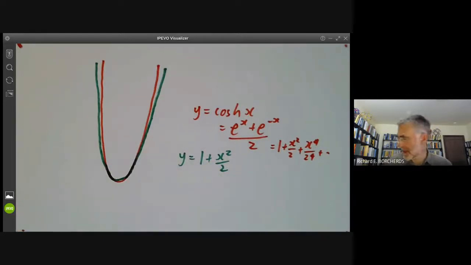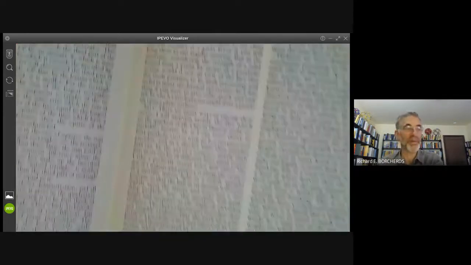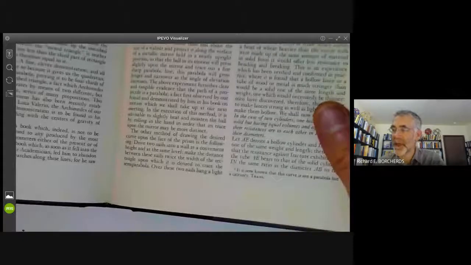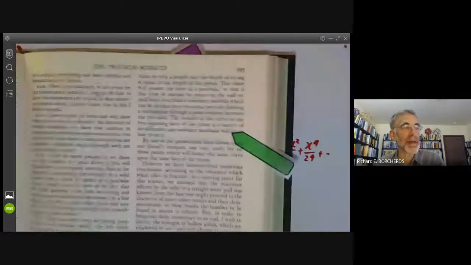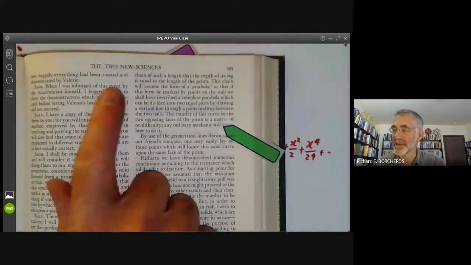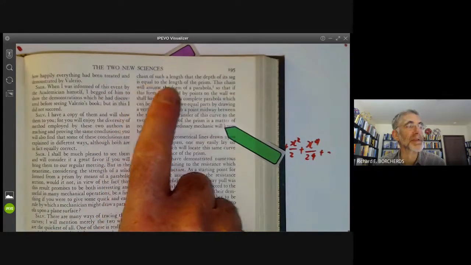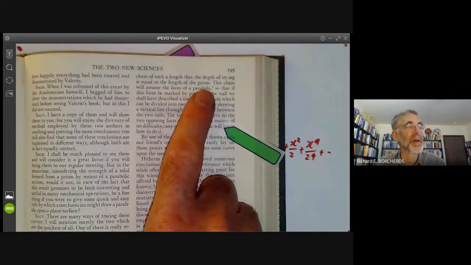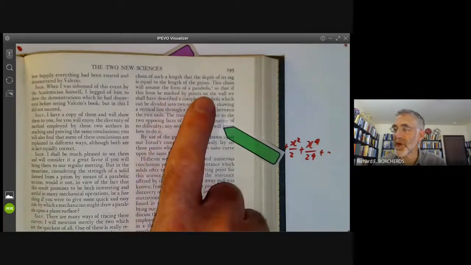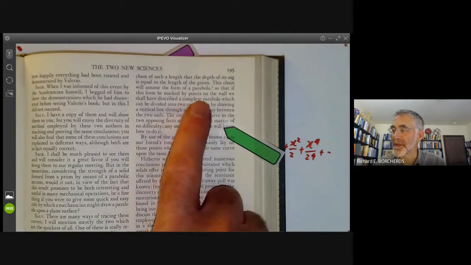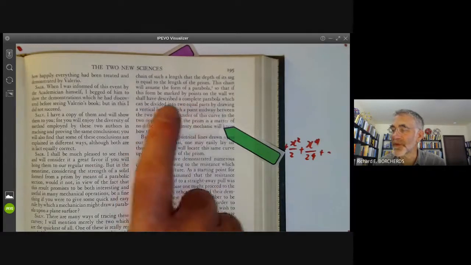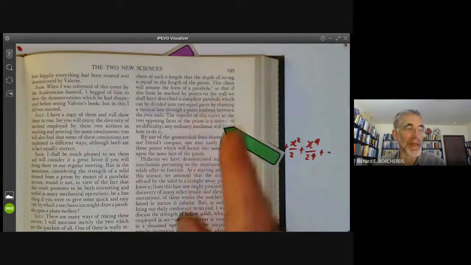Now let's see what Galileo actually said about them. So this is a copy of his book, The Two New Sciences, and he's discussing catenaries up here. So he said, over these two nails hang a light chain of such a length, such that something or other, the chain will assume the form of a parabola. So this form be marked by points in the wall, we shall have described a complete parabola, etc.